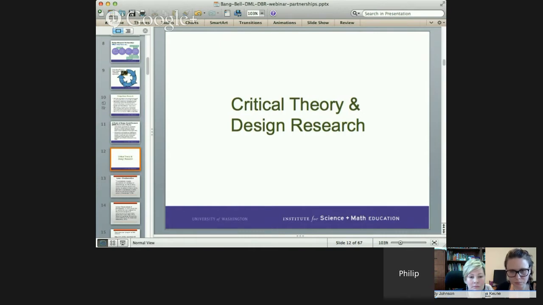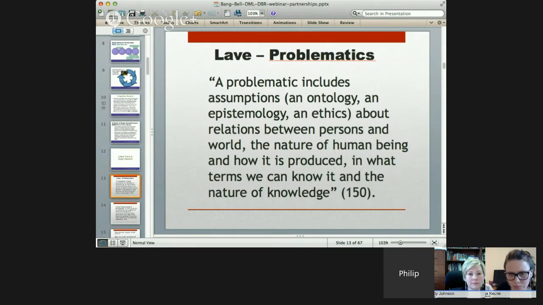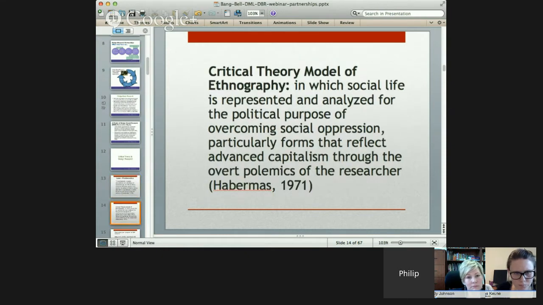So we're going to think a little about how we engage critical theory and design research more specifically. This is a quote from Jean Lave, but how is it that you construct what the problematics are? A problematic includes assumptions. She suggests an ontology and epistemology and ethic about relations between persons and world, the nature of human beings and how it is produced, and in what terms we can know it, and the nature of knowledge. So we're trying to push here to say, how are all of these things a part of, either explicitly or implicitly, DBR work?